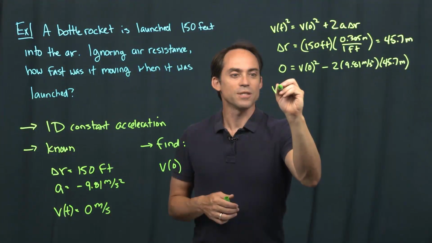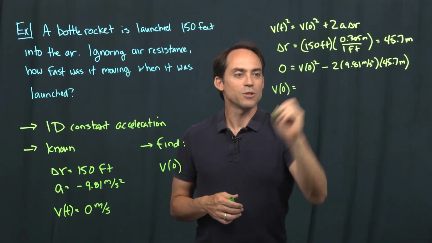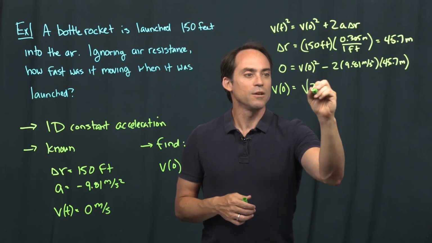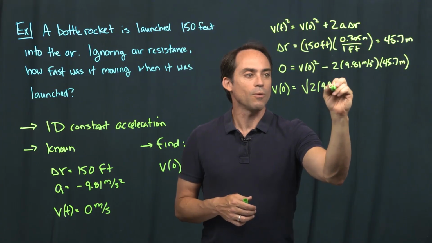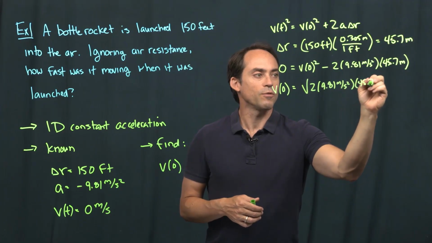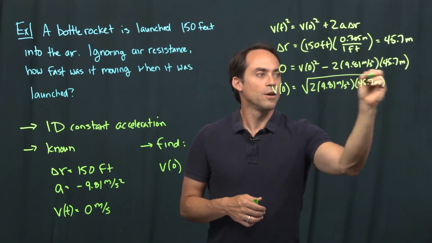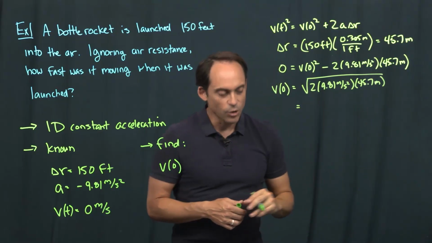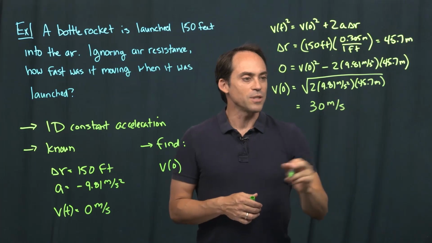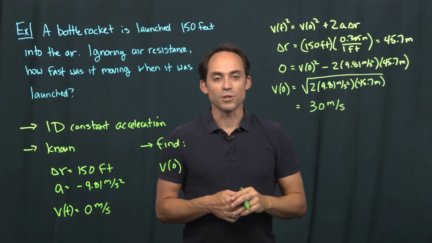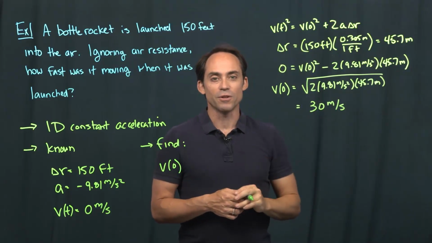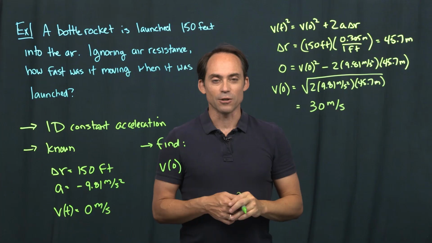So we can write all of this out, v of 0. I'm actually going to just move that over and then take the square root of this quantity, 2 times 9.81 meters per second squared times 45.7 meters, all square root. And when you go through the calculation, what you find is that this number, to the right number of significant digits, is 30 meters per second. So that's the initial velocity of the rocket in order to reach a height of 150 feet, or 45.7 meters.